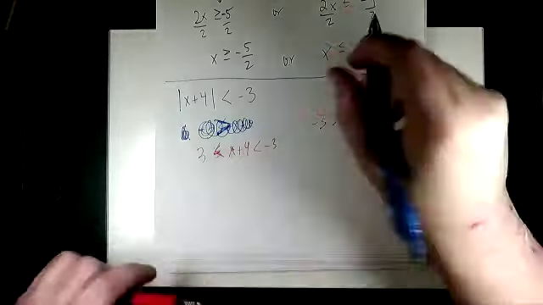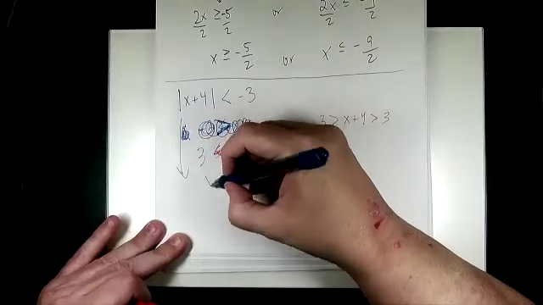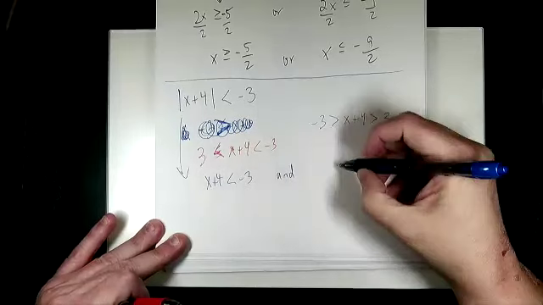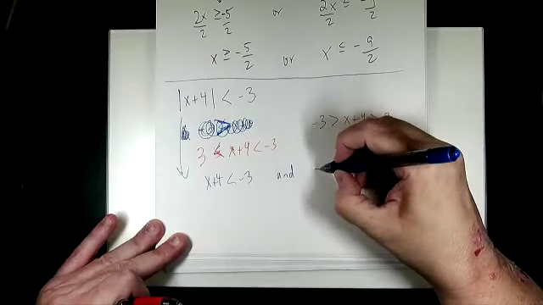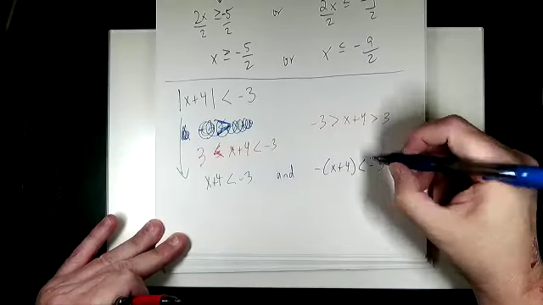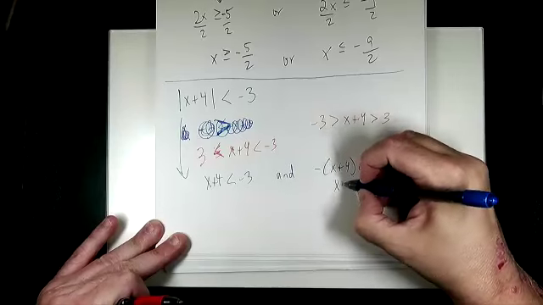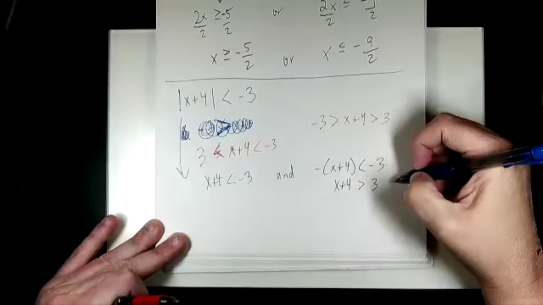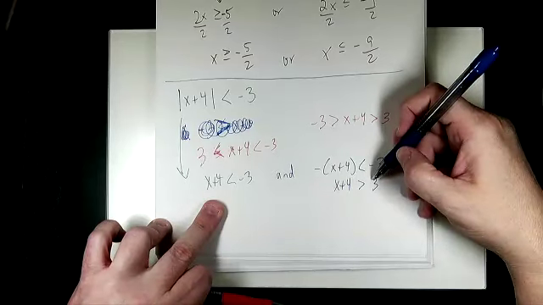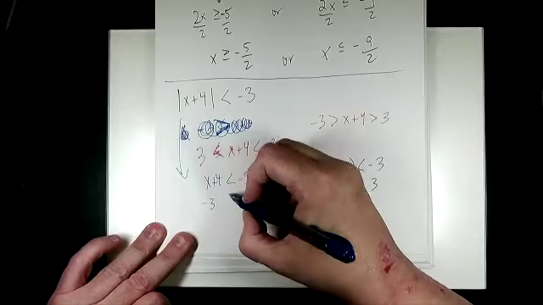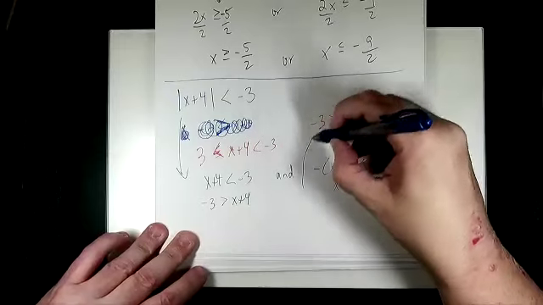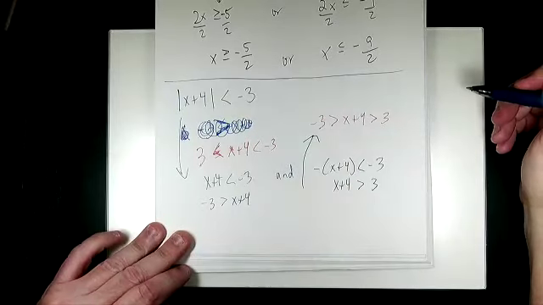So originally, what we would have done would be x plus 4 is less than -3, and it's like saying negative x plus 4 is less than -3, and then you multiply through by the negative. You get x plus 4 is greater than +3. And if we try to put these together, we would have this. Putting them together gets this.